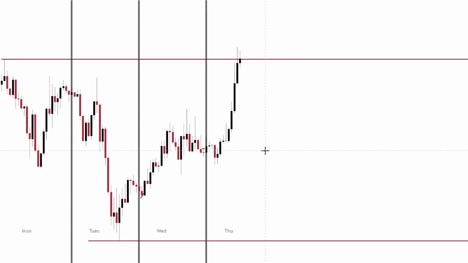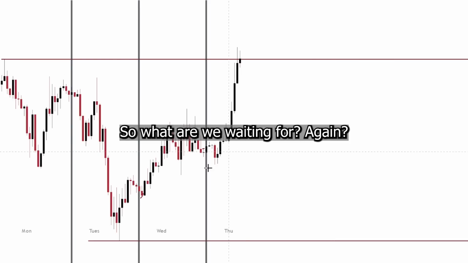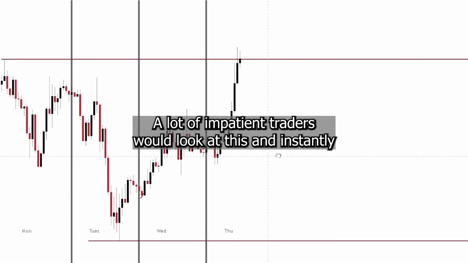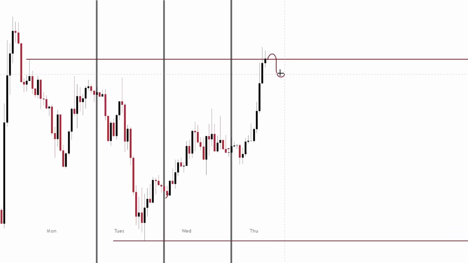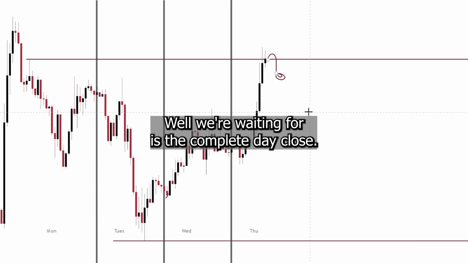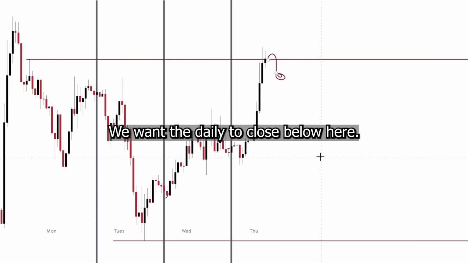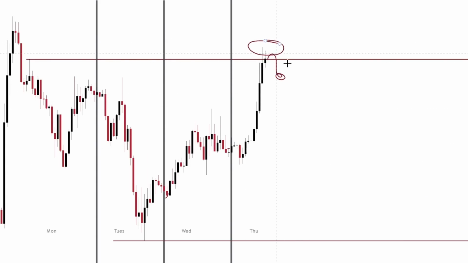Price is breaking out. So what are we waiting for? Again, a lot of impatient traders would look at this and instantly wait for price to close bearish on a 1 hour candle, and they would be looking for setups here. If you want to trade in high probability, what we're waiting for is the complete day close. We want the daily to take this liquidity and close below. Why? Because we trade on Fridays. Patience, patience, patience.